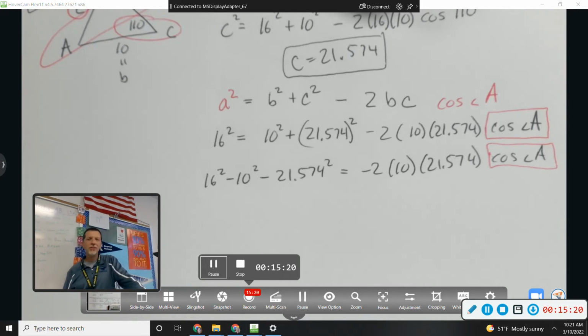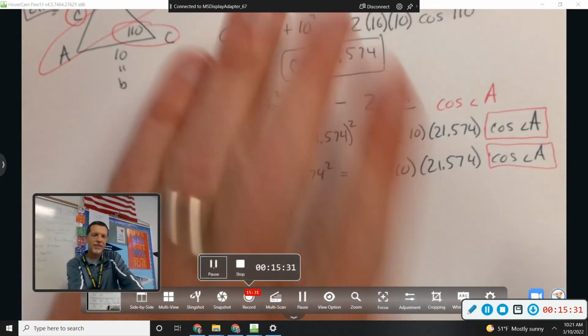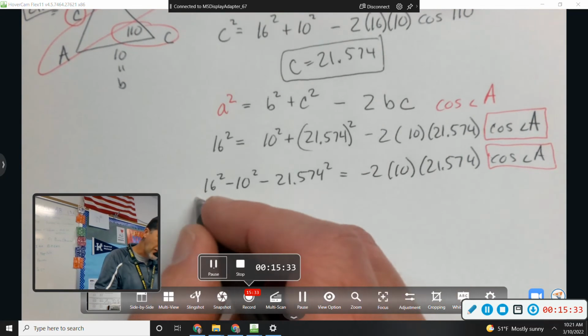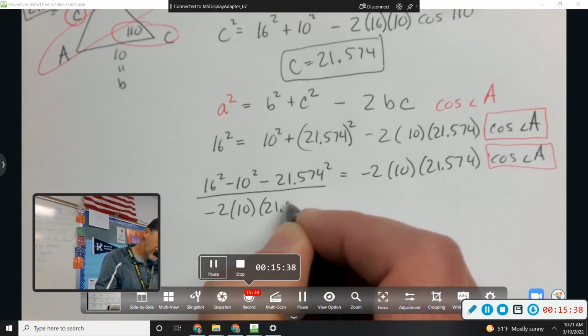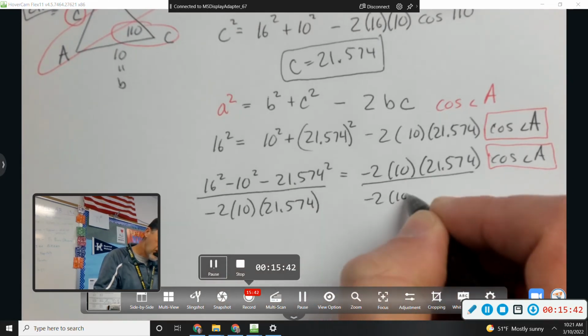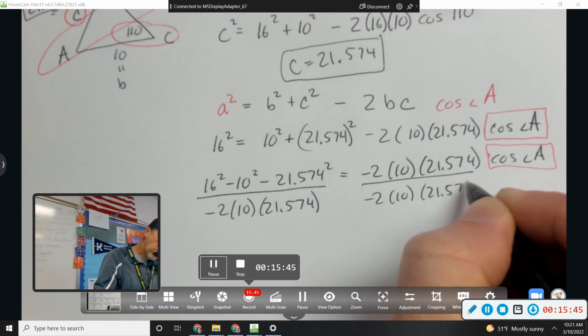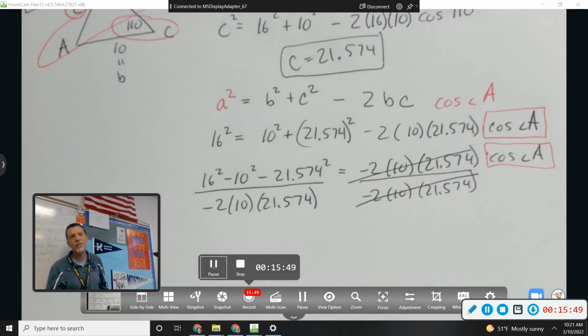Now what do we want to do to get cosine of angle A by itself? Yes, say it. Divide. Right? The left is looking weirder, but I don't care about the left. I'm trying to get cosine of angle A by itself. So let's divide by all of that mess. Yeah, don't go to your calculator till the end. Now you're ready for the calculator.